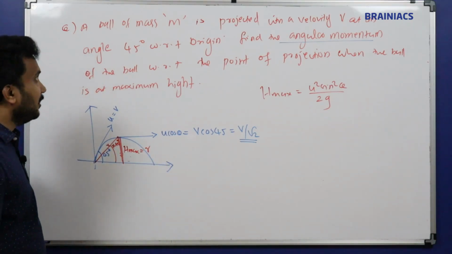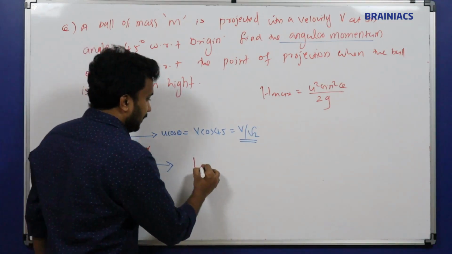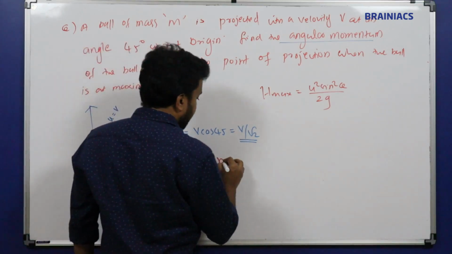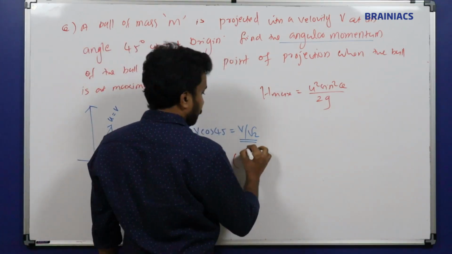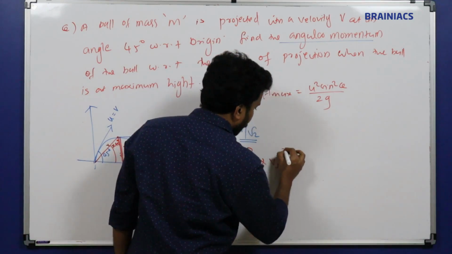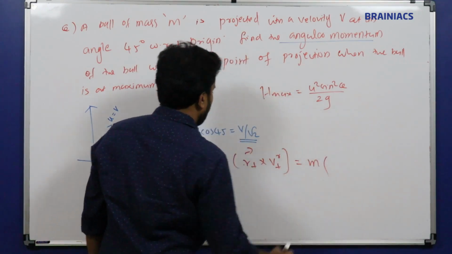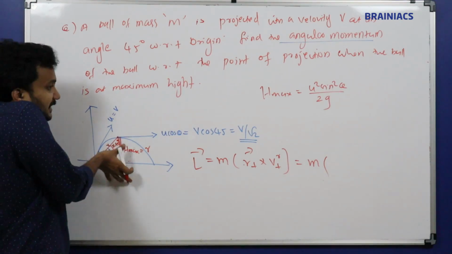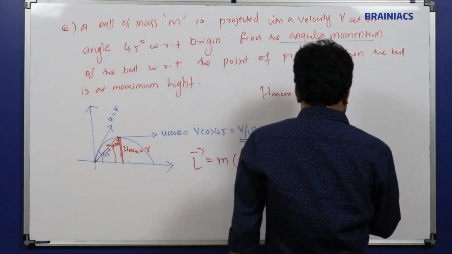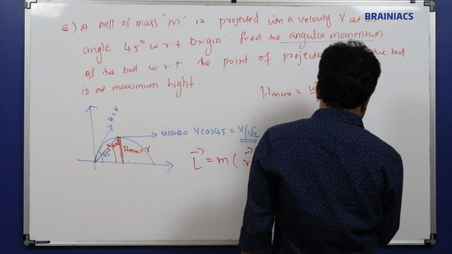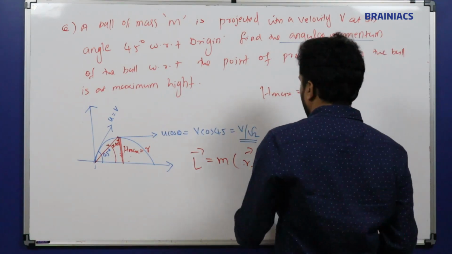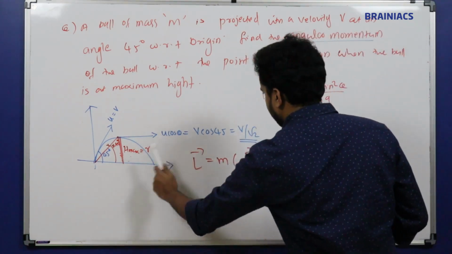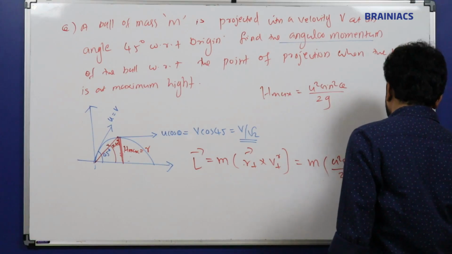So what is our formula? Angular momentum is equal to m into r cross v, so m into r perpendicular and v perpendicular. Let's substitute m into r perpendicular. R means h max, so h max is u squared sine squared theta by 2g, into v perpendicular. What is v perpendicular? It is v cos 45, which is v by root 2.